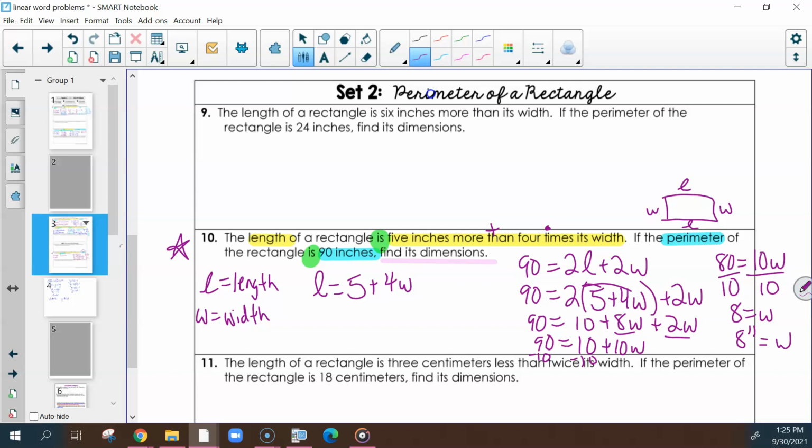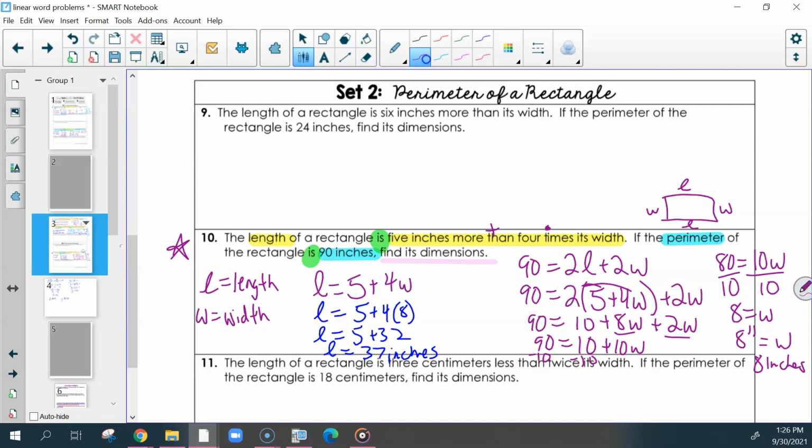Now we need to find the length. So go back, put 8 in for your width. 5 plus 32. So L equals 37 inches. So you can either write it out like that, or you can actually put the word inches, or you can just put IN, either or.